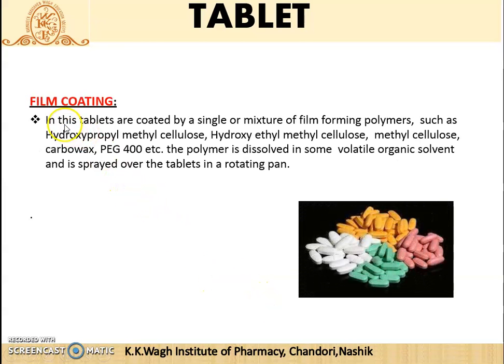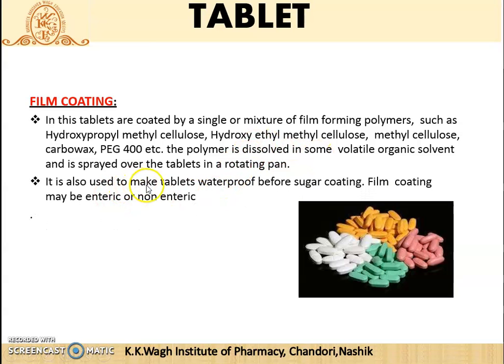Then film coating. In this, tablets are coated by a single film forming polymer or a mixture of polymers such as hydroxypropyl methyl cellulose, hydroxyethyl methyl cellulose, PEG 400, carbowaxes, etc. These are the agents which are used in film coatings. It is also used to make the tablet waterproof before sugar coating. Film coating may be enteric or non-enteric type.